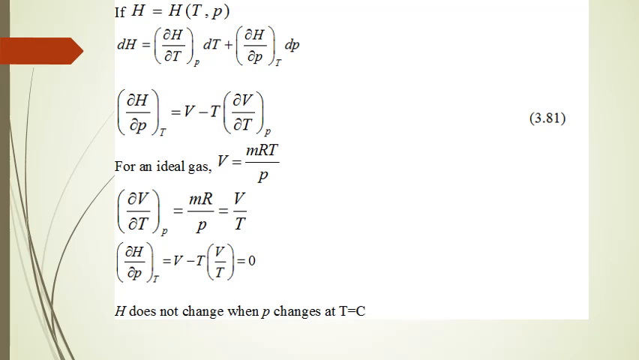So when we compare the equation on the previous slides with this equation, then we get del H upon del P when temperature is constant is equal to V minus T into del V upon del T when pressure is constant. Now for an ideal gas, V is equal to mRT upon P. So del V upon del T when pressure is constant is equal to mR upon P, which is equal to V upon T. So del H upon del P when temperature is constant is equal to V minus T into V upon T, which becomes 0. So it says that enthalpy does not change even when pressure changes at constant temperature.